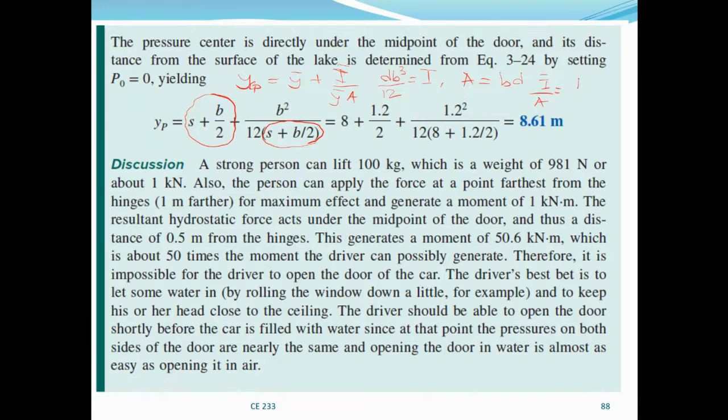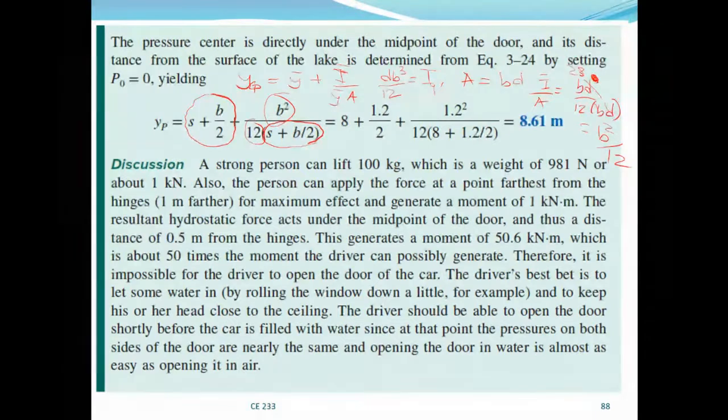I over A is going to be BD cubed over 12 into BD. This is for the X. For IY, because it's vertical, it is the other way around. It is DB cubed. So here you have D cancelling out, B cancelling one, and then you have B squared over 12. That's why here you have B squared over 12, okay?